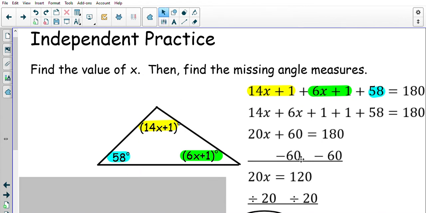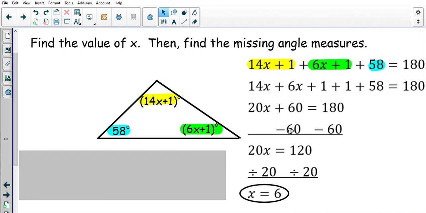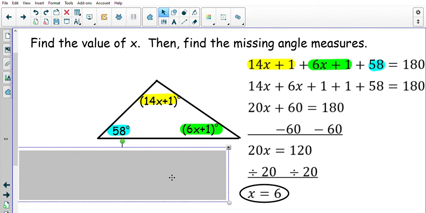Might you be able to find shortcuts in the long run with some of this stuff? Yes. But right now, we're not going to go with shortcuts. We're going to just write it all out. We'll put our like terms, 14x and 6x, our constants 1, 1, and 58 side by side, and simplify this. 14x plus 6x is 20x. 58 plus the other 2 is 60. Subtract 60 from both sides to get 20x equals 120. Divide both sides by 20 to get x equals 6.